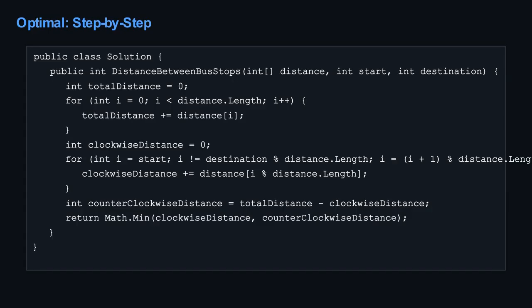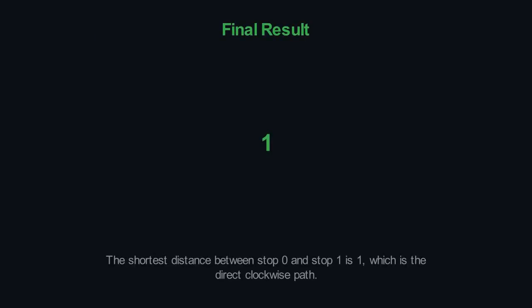Now calculate counterclockwise distance. This is total distance minus clockwise distance, so 10 minus 1, which equals 9. Finally, we compare clockwise distance, 1, and counterclockwise distance, 9, and return the minimum. The shortest distance between stop 0 and stop 1 is 1. This is correct because the direct path from stop 0 to stop 1 has a distance of 1, which is clearly shorter than traveling all the way around.